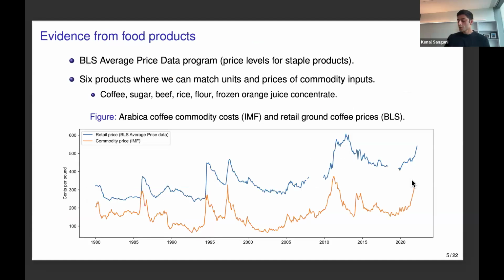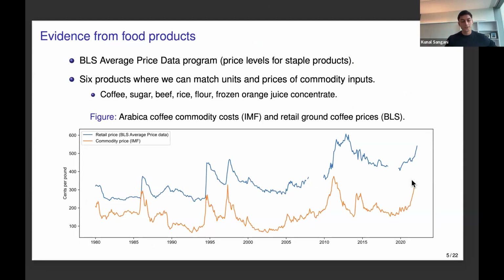So to look at this, I'm going to first look at some food products. Here I'm going to use data from the BLS Average Price Data Program. It's a data program that, in addition to their CPI program, tracks price levels for a bunch of staple products that are purchased by consumers. And for 6 of those products, like roasted ground coffee or granulated sugar or flour, we can match the products pretty carefully against some commodity input that forms a large share of the marginal cost of producing that product.